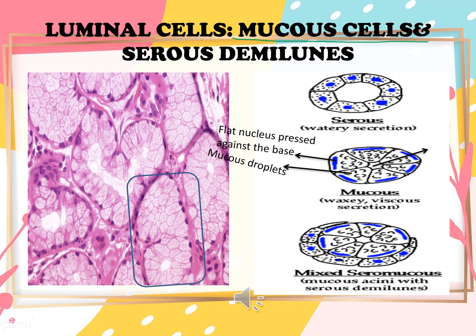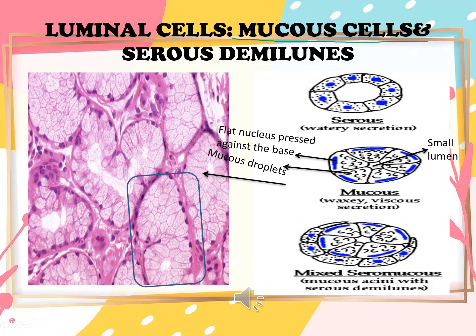Hence, it is flat. These mucus droplets contain a high amount of carbohydrates, because of which the saliva secreted from these cells is viscous or thick in consistency. Hence, the main function of the mucus cell is only to protect or lubricate the oral cavity, and it does not perform other functions like enzymatic activity or antimicrobial activity.